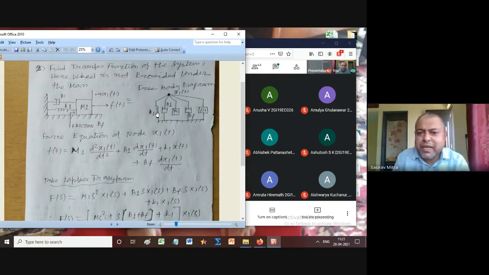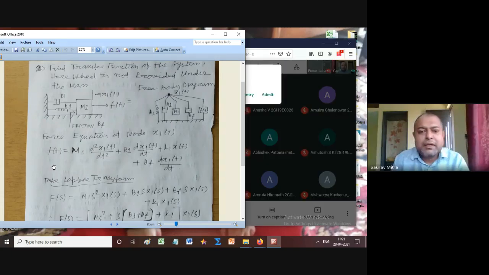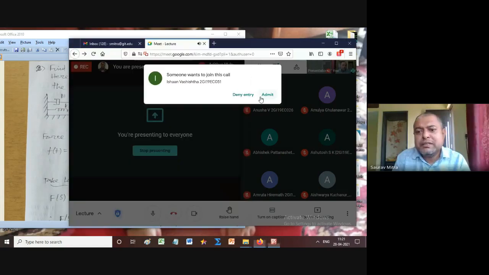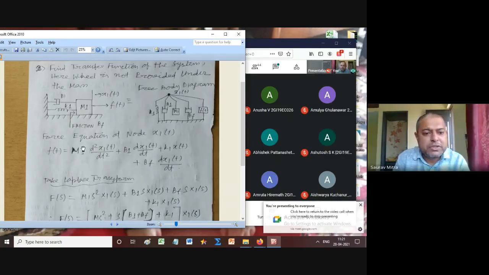So in the free body diagram, K1 is there, B1 is there, M1 is there, FT is there. What is the new thing? The new thing is BF. Only that part is the difference, and how you are incorporating that BF into the transfer function or writing the equation. The given input is FT, and it acts on M1. So M1 should be connected below. I'm sorry for my mistake.